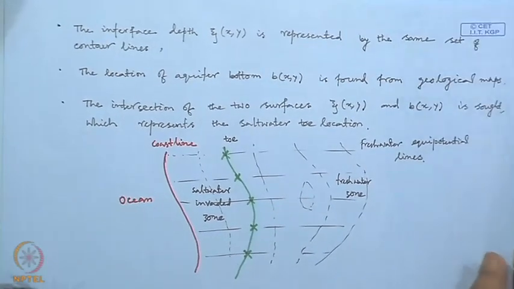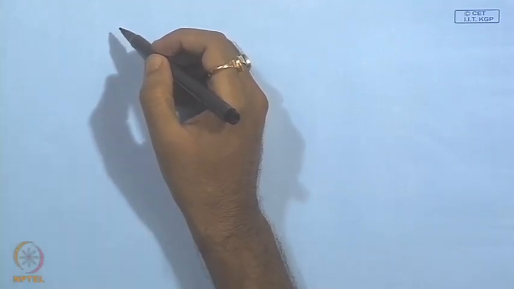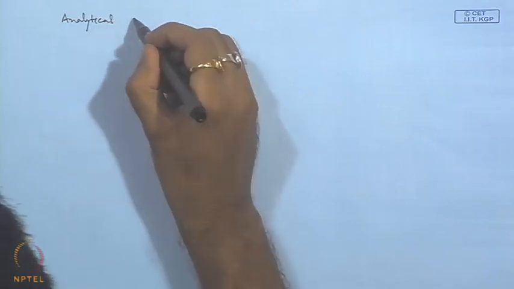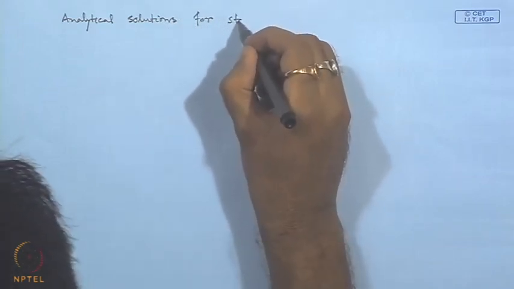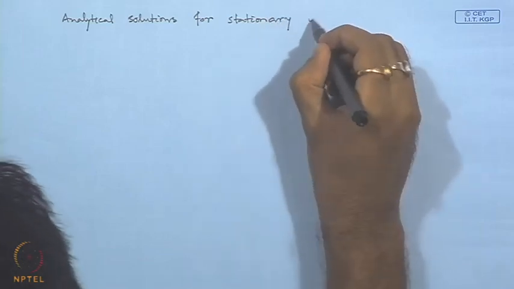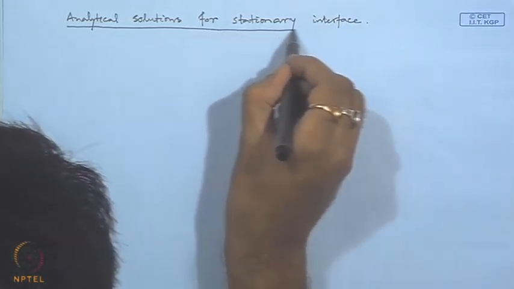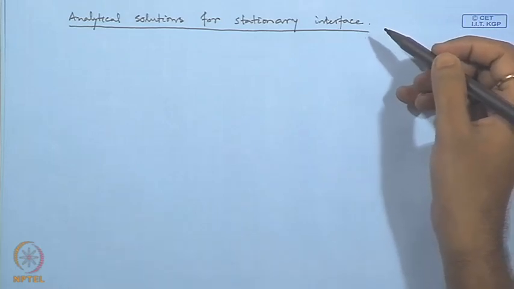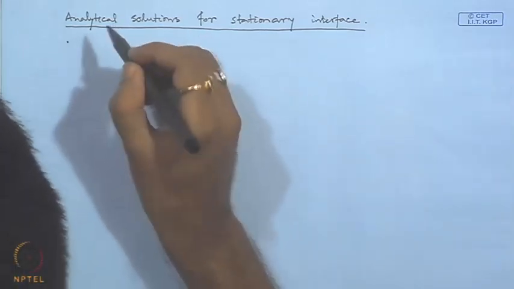So, next, we will try to find out the analytical solutions for our coastal aquifers. For these solutions with a stationary interface, we will utilize the Ghyben-Herzberg principle and see the simplified analytical solutions for simple geological conditions.